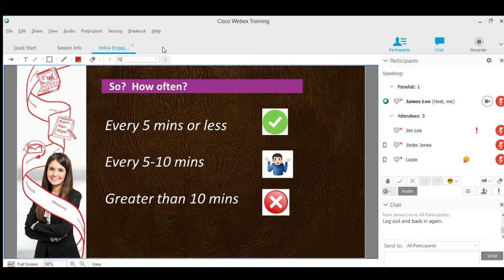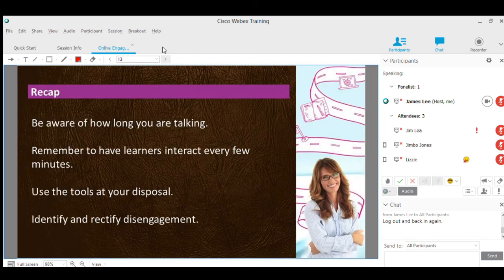Now that you have taken part in a small activity, we've earned another minute or so to recap. Be aware of how long you are talking in your sessions. Remember that learners need to interact every few minutes. Use the online tools at your disposal as well as providing activities and talking to the learners directly.